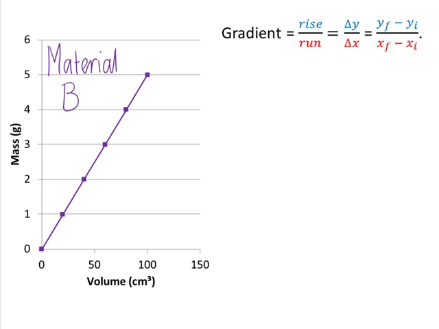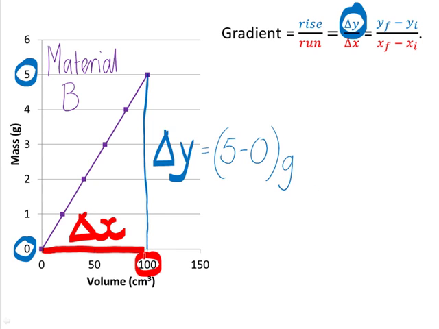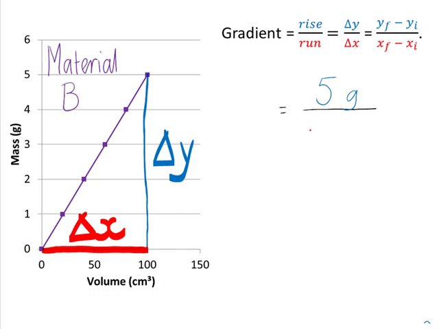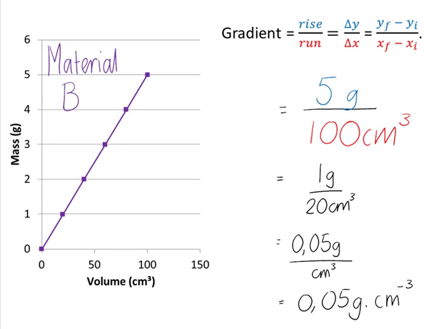What about the gradient for the graph of material B? Rise over run. Let's take the biggest triangle. Change in y, 5 minus 0 grams, divide by change in x, 100 minus 0 centimeters cubed. 5 grams per 100 centimeters cubed is equal to 1 gram per 20 centimeters cubed, which is 0.05 grams for every centimeter cubed. 0.05 grams per centimeter cubed.